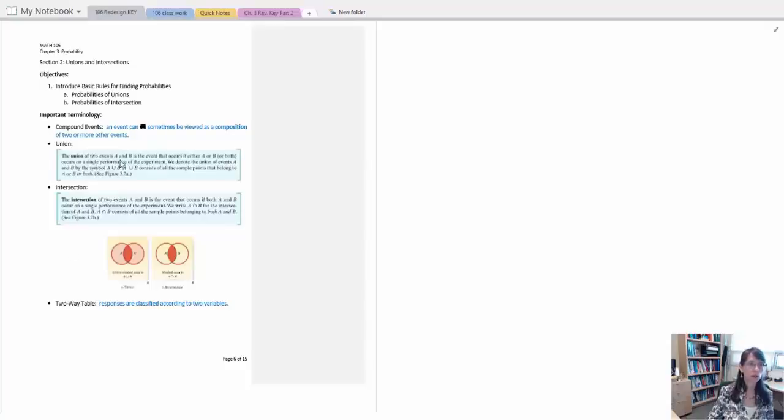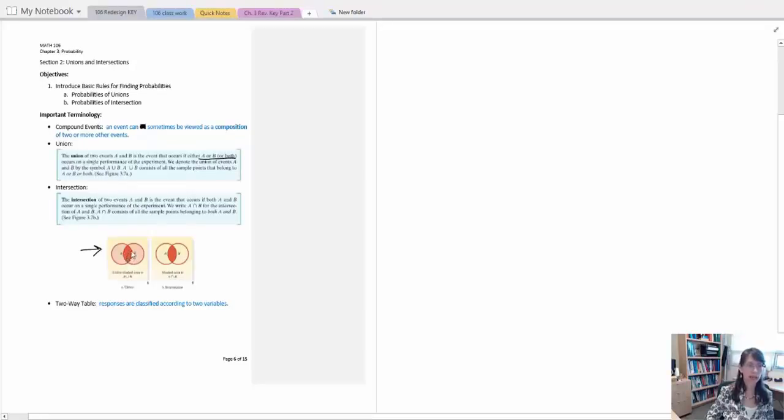The union of two events, A and B, is the event that occurs if either A or B or both occurs on a single performance of the experiment. We denote the union of events A and B by the symbol A union B. So A union B consists of all the sampling points that belong to A or B or both. This first Venn diagram shows that situation.